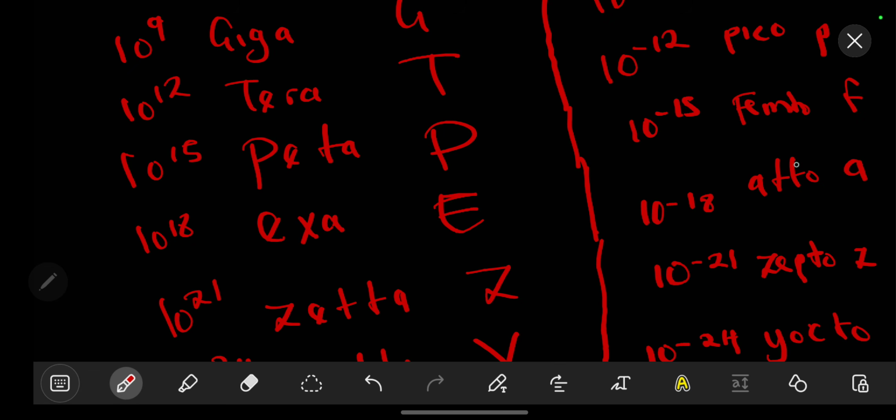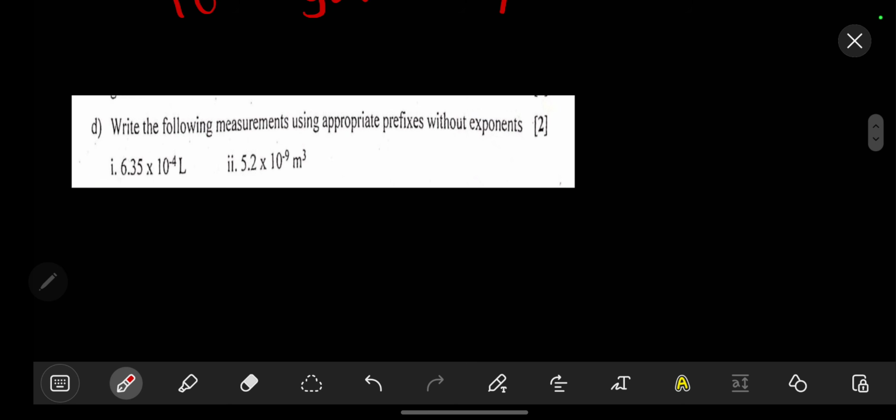So let's look at a simple question. Let's say we are told to write the following using appropriate prefixes without exponentials. So if we have 6.35 times 10 to the power of negative 4 liters, what this means is that the nearest prefix that we know is negative 3. So we have to change this to negative 3.